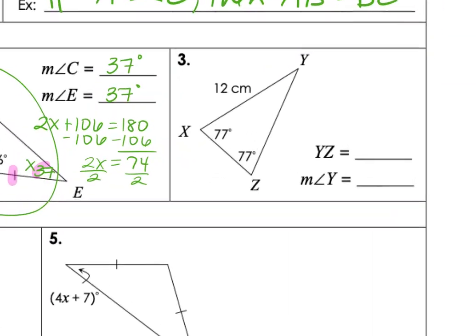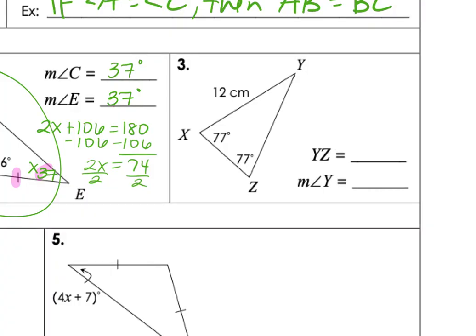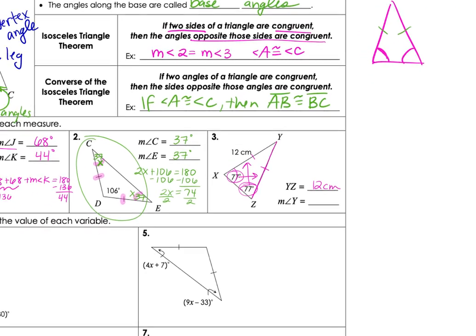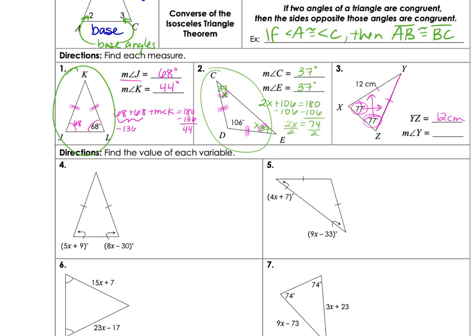Look at number 3. Can you tell me how long this is? 12 centimeters. If your base angles are congruent, then the sides across from them have to be congruent. So this is 12 centimeters. And then y you would just subtract from 180, right? 180 minus 77 minus 77. We're not even going to do that right now. Okay, look at ones like 4 and 5 here.